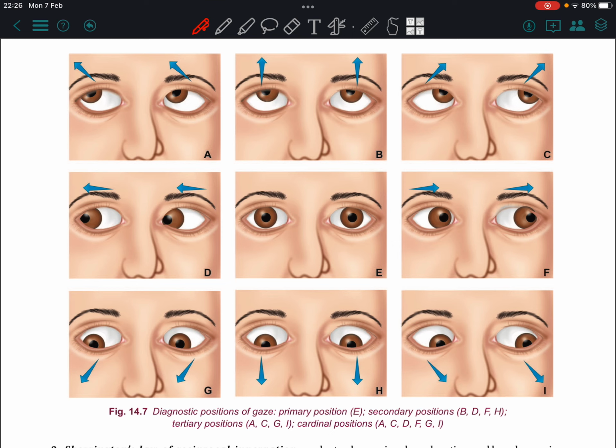Diagnostic positions of gaze: primary position, secondary positions. Secondary positions B, D, F, H. Primary position E. Cardinal positions A, C, G, I.